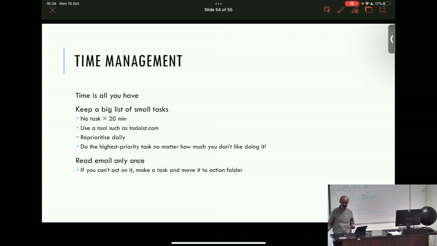So take a big task and break it up into smaller tasks where no task takes more than 20 minutes. And I use this thing called Todoist.com. It's a free thing. You can put it on your laptop, on your phone, on your desktop. It syncs up. It's quite nice. But there are many such tools, and that's just a tool I use.